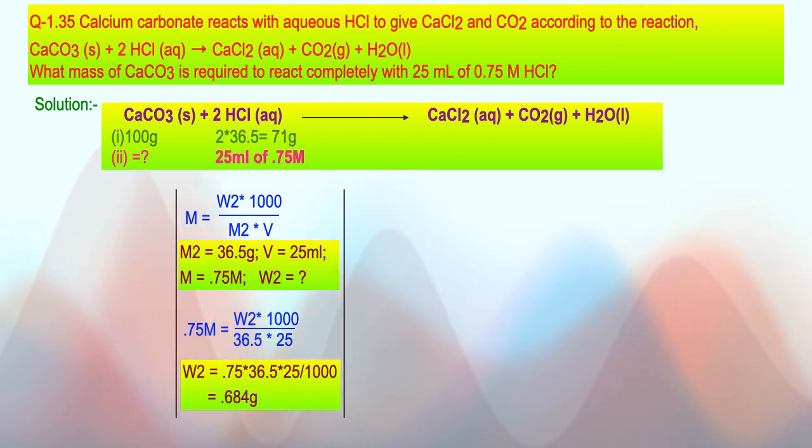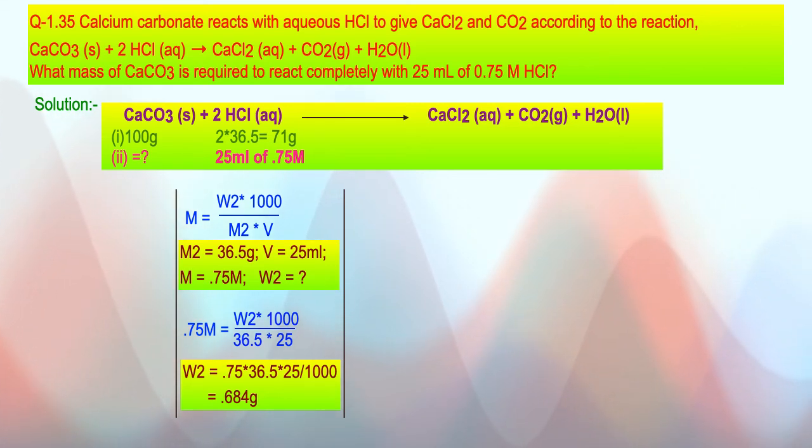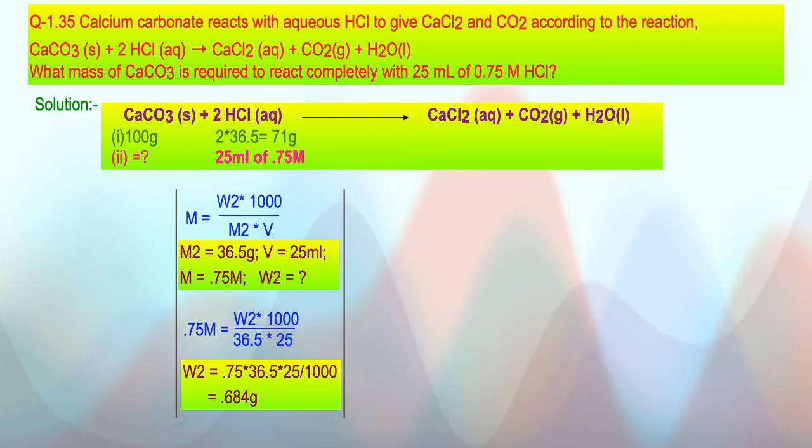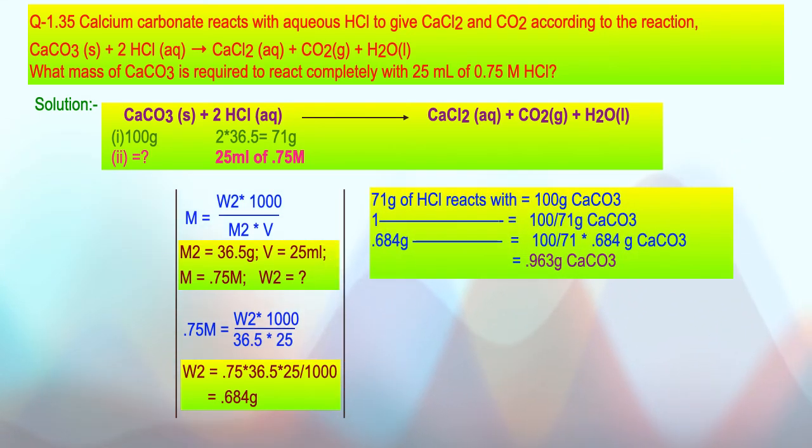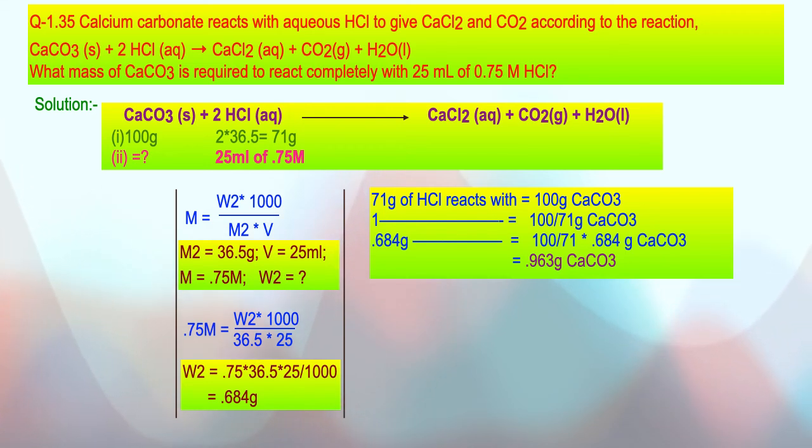Now the numerical is very easy. We know we have given one thing and we have to calculate the other. The given is on the left side. We will have to keep the thing which we have to calculate on the right side. Now 71 gram HCl reacts with 100 gram of CaCO3. It is standard. 1 gram will be 100 divided by 71, and multiplied by 0.68 gram, we will have the answer 0.96 gram of CaCO3.